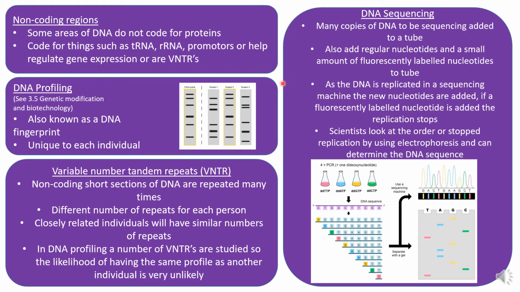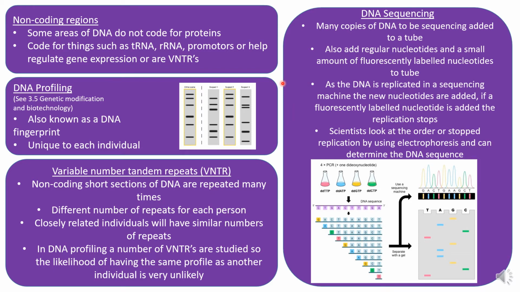Okay, DNA sequencing. DNA sequencing is the way that we find out the base sequence within a section of DNA that we obviously don't know the sequence of. In order to do this, we take the DNA that we want to sequence and we amplify it using PCR, which you should also have done in chapter 3.5. Within the solution with the DNA, we'll also put some regular nucleotides and a small amount of fluorescently labeled nucleotides. So more normal ones than fluorescently labeled ones.